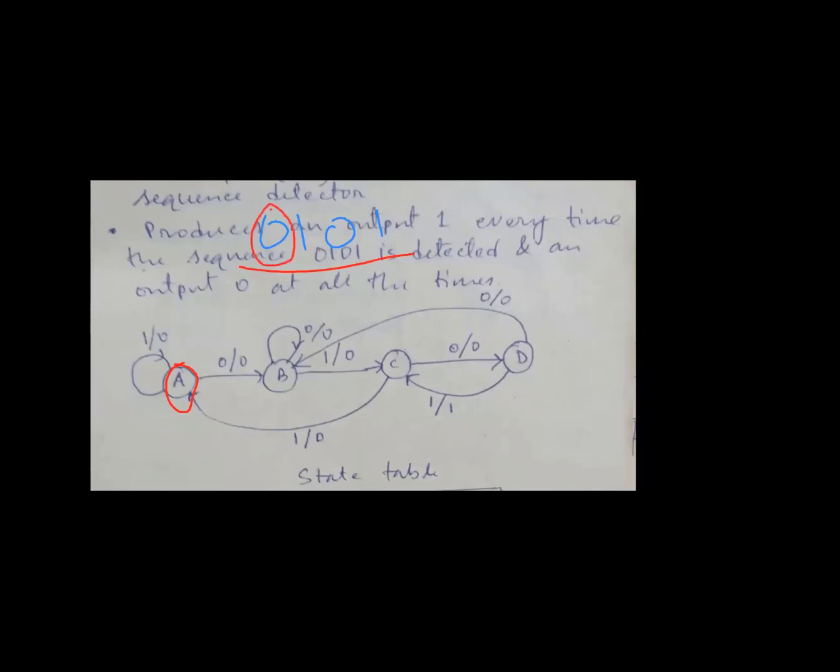So when we get a 0, this is our input 0, we go to next state, that is our B. And since when we get the first 0, we have not got the actual sequence still, so for this 0, the output should be 0. That's why the output is 0. So this pattern means first one is input and second one is output.